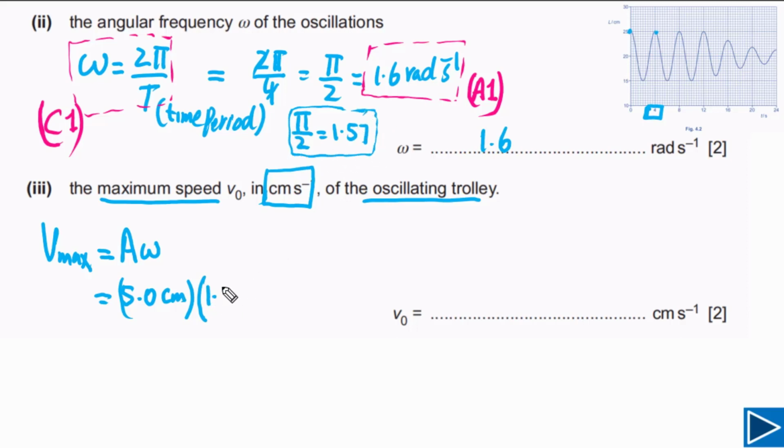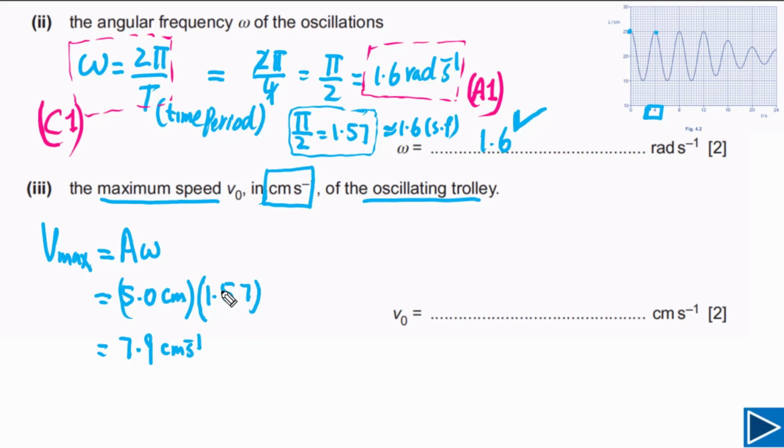So in the next calculation, we will use the exact value. I'll be using here omega is equal to 1.57, because this is approximately equal to 1.6, meaning up to 2 SF. So that's the reason we have written 1.6 here. This is the correct answer. Now we are using the exact value of omega here. If you do this calculation up to 2 SF, our final answer will be 7.9 centimeters per second.